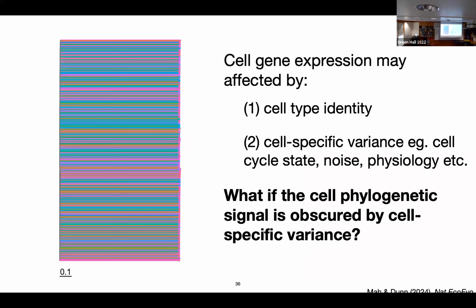So there are many things that can affect gene expression in a cell. The first is the cell type identity. That's the cell phylogenetic signal that we want to isolate. But there's also cell-specific variants, things like sequencing noise, physiological reactions, cell cycle state. So what if the cell phylogenetic signal is there? It's just being obscured by cell-specific variants.